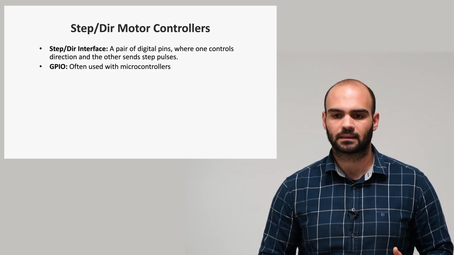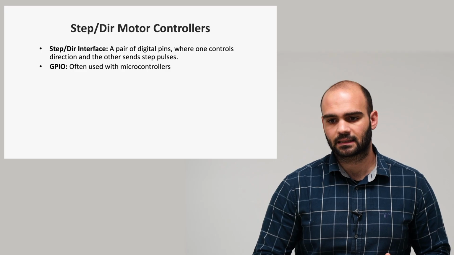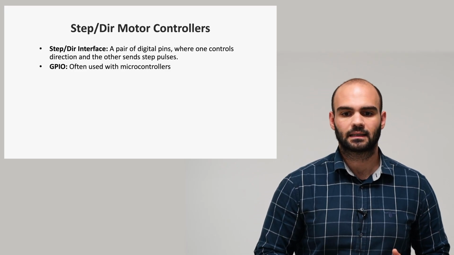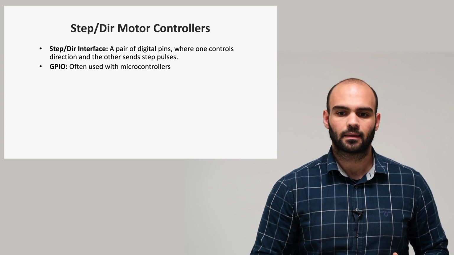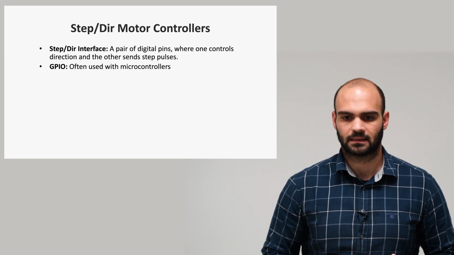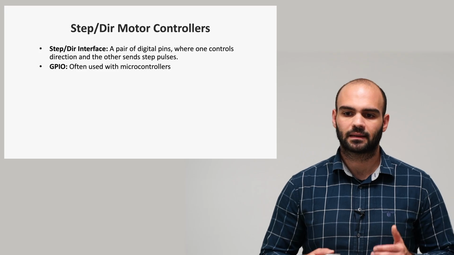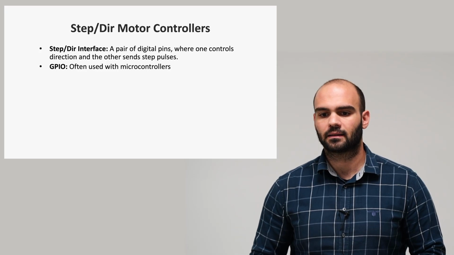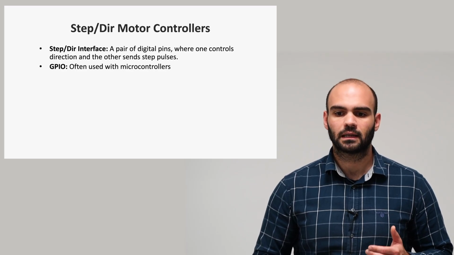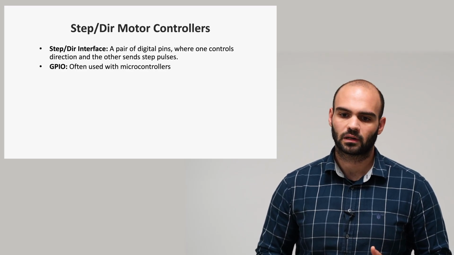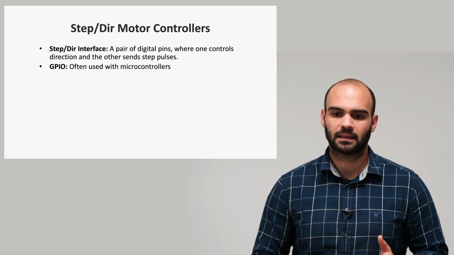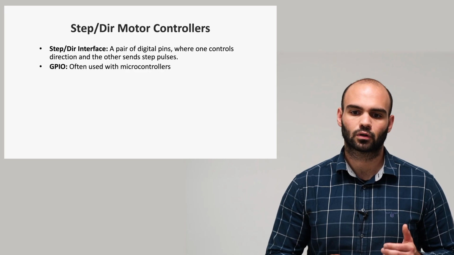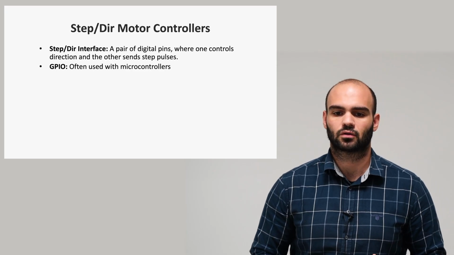It uses two digital pins. One pin sends step pulses to move the motor in small increments, while the other sets the direction of rotation. This makes stepper motors very precise, perfect for applications like 3D printers or CNC machines. Another key feature is the GPIO, or General Purpose Input-Output pins, which are found on boards like the Raspberry Pi. These pins can be programmed to send or receive signals, making them very flexible for motor control and integration with other sensors.